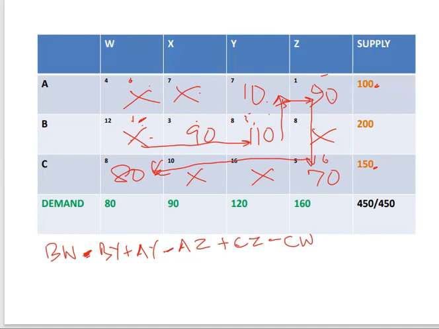Can you see the way we have jumped now? From BW to BY. BY to AY. AY to AZ. Then AZ to CZ. CZ to what? To CW, because you have jumped these two water cells. Do you understand it now?